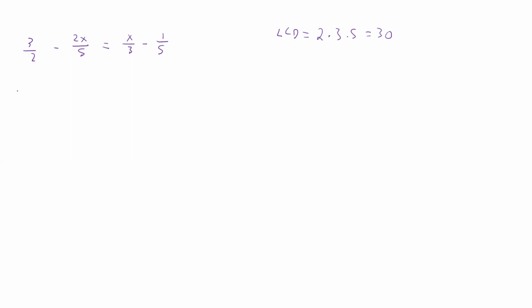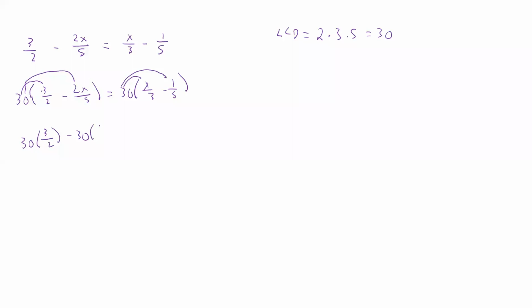So what we need to do is take 30 times 3 over 2 minus 2x over 5, and then take 30 times x over 3 minus 1 over 5. Okay. So when we do that, we have to distribute. And so we'll take this times that, and then we'll take this and that. So we'll have 30 times 3 halves minus 30 times 2x over 5 equals 30 times x over 3 minus 30 times 1 over 5.